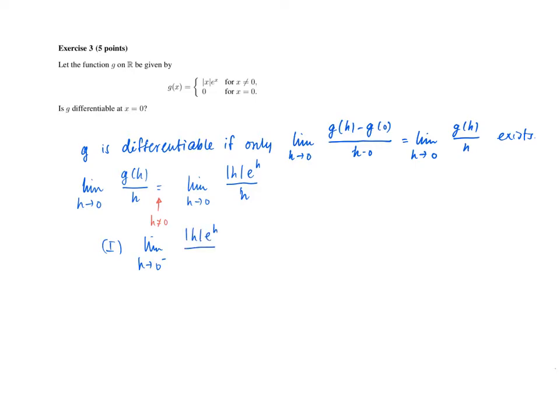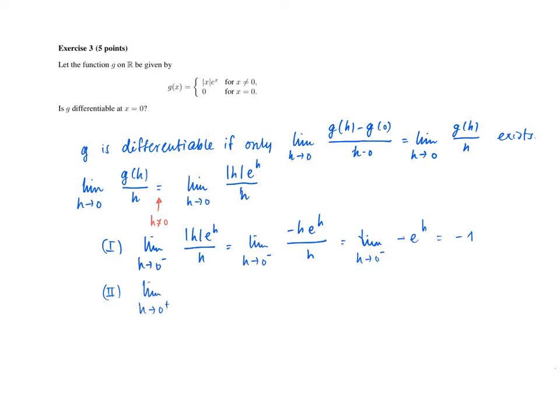And we distinguish the cases. Case 1, which means that we let h go to 0 from the left, so it takes a negative value, so the absolute value of h equals minus h over here. So what we get is that the limit of h to 0 from the left is minus e to the power h, which is minus e to the power 0, which is minus 1.